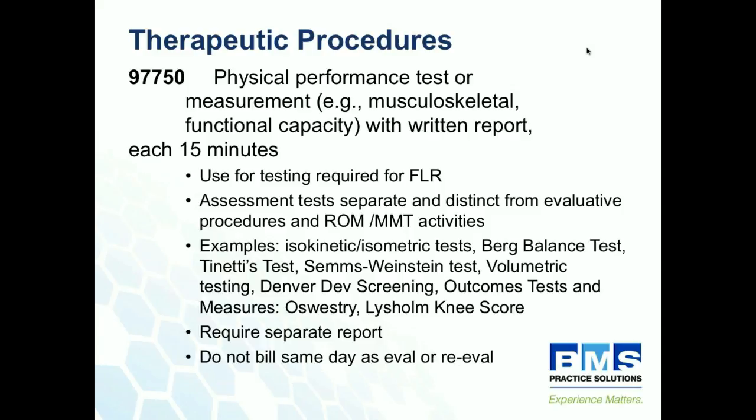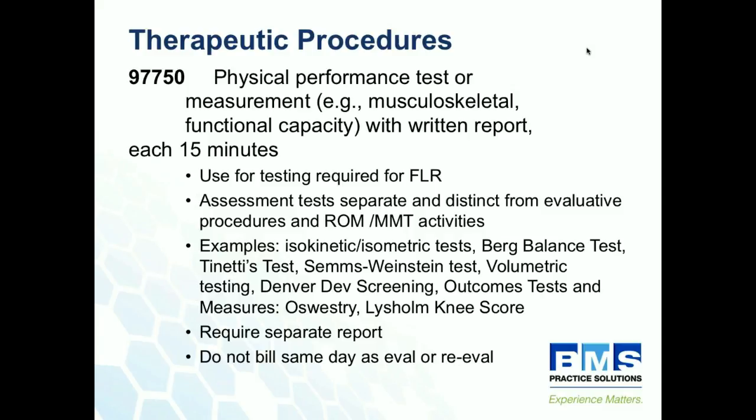The physical performance test and measurement code pays up in the mid-30s, depending on the exact payer, for each 15 minutes. So if you were to do two different functional measures, then you could use the time it takes to do that.